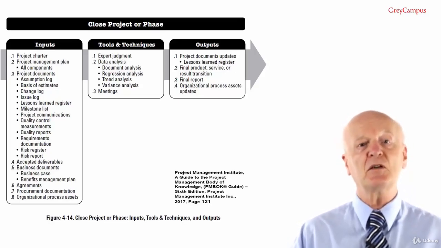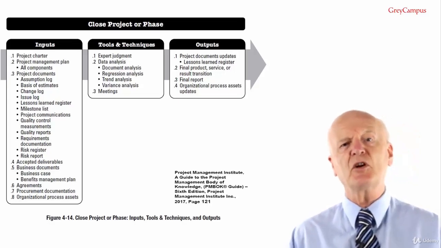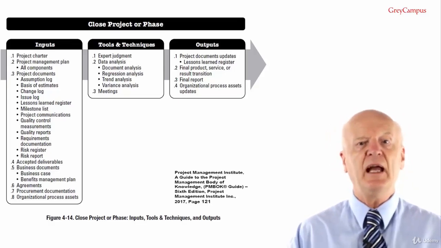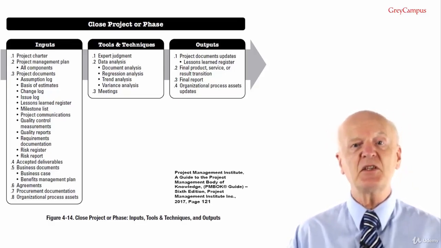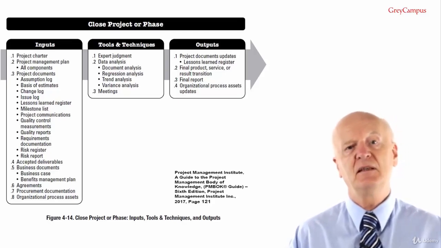So what are these business documents? Number 1, the business case. The business case documents the business need and the cost-benefit analysis that justifies the project. And now is the stage to check, was that justification valid?